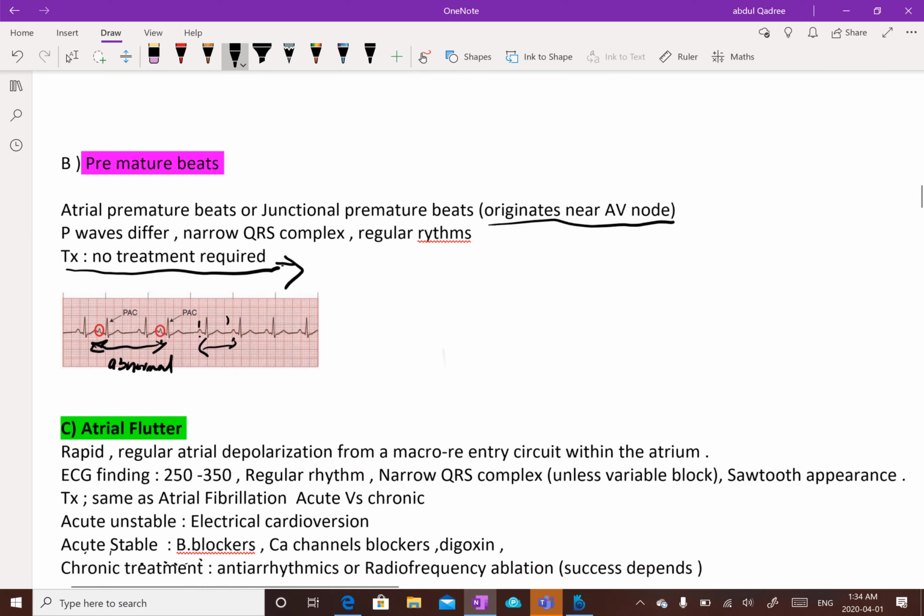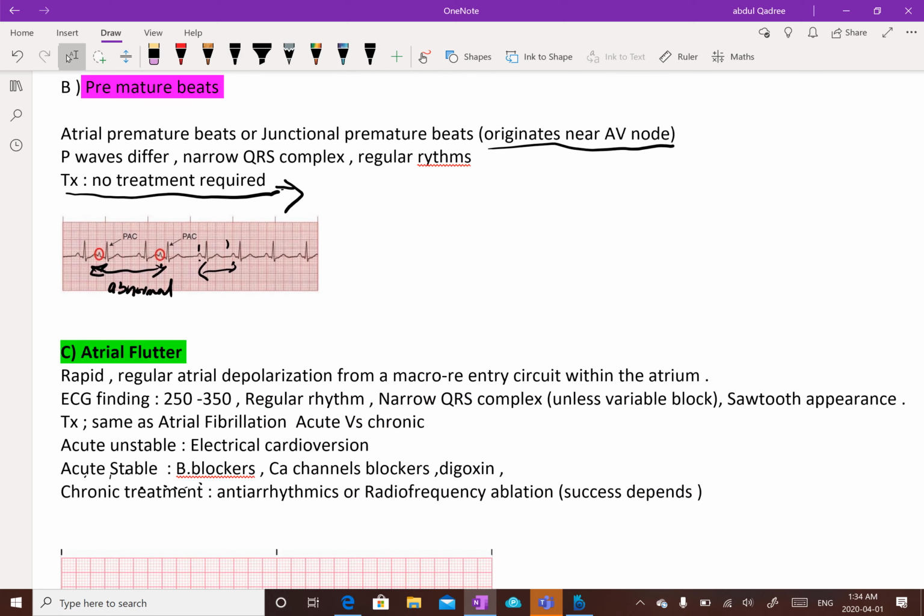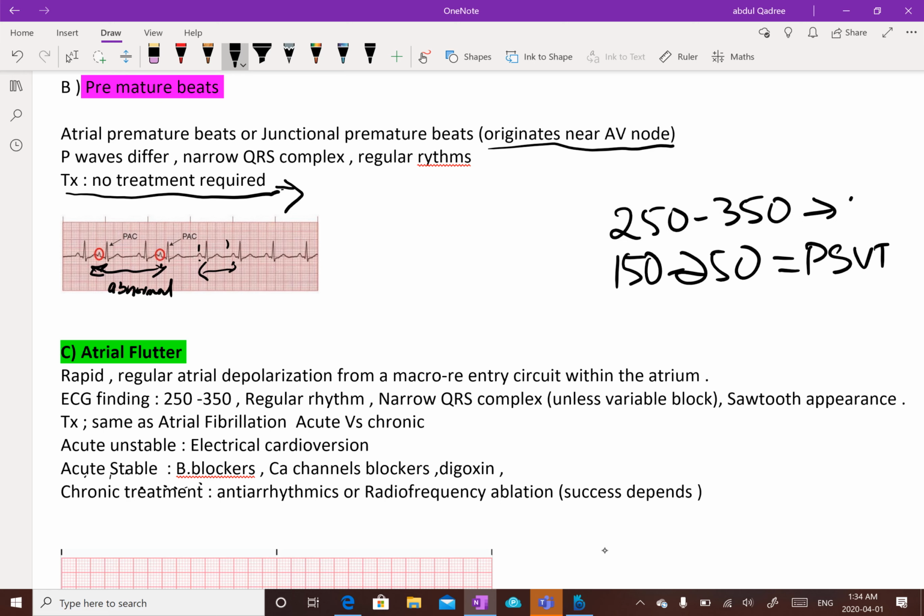All right. So our next topic is atrial flutter. Let me just explain something to you guys. When you see a heart rate of 150 to 250, it's called paroxysmal supraventricular tachycardia. When you see a heart rate of 250 to 350, it's referred to as atrial flutter usually. And when you see greater than 350, it's referred to as atrial fibrillation. So make sure that you keep this in mind.